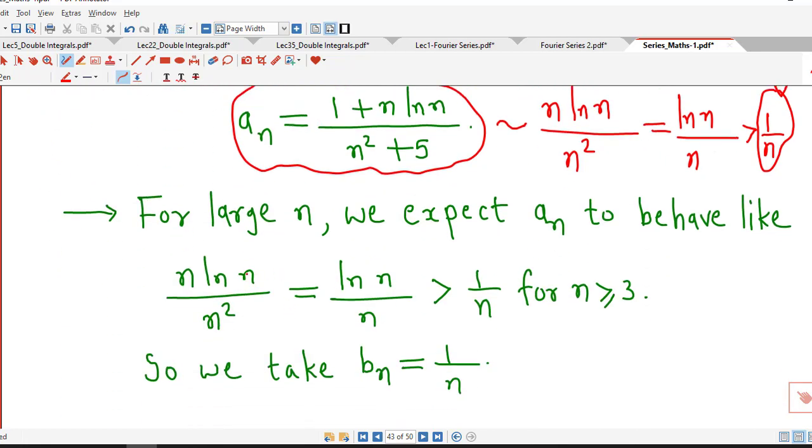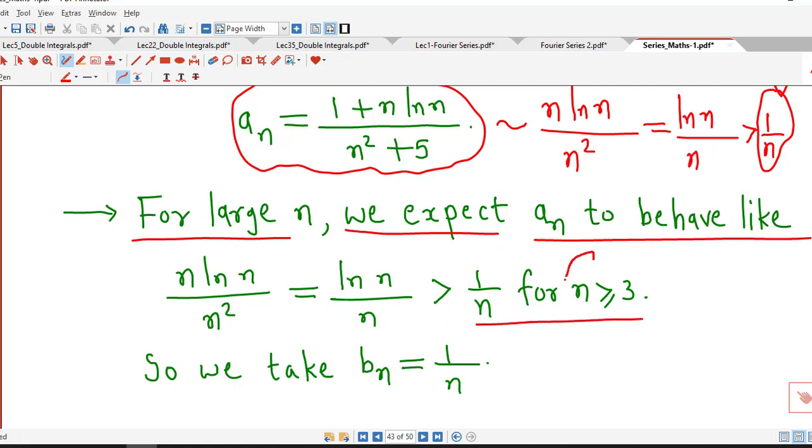So here we have written that for large n we expect an to behave like log n by n, which is greater than 1 by n for n greater than or equal to 3. The value of this is greater than 1 by n if we consider n starting from 3, and for every n starting from 3.